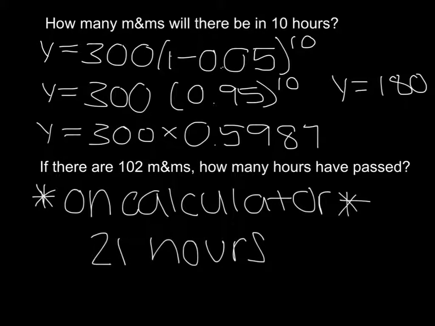The next prediction is if there are 102 M&Ms, how many hours have passed? You use your calculator for this, and you type in the equation y equals 300 times 1 minus 0.05 to the x power, and then you do second graph to get the table, and scroll down till you see 102 M&Ms in the y values, and you find that it's 21 hours.